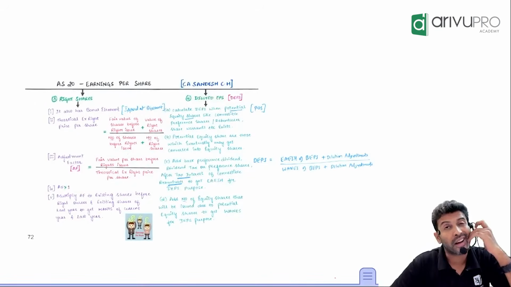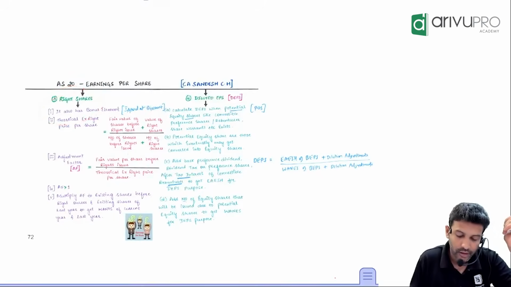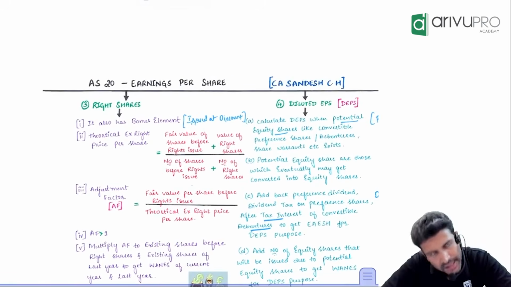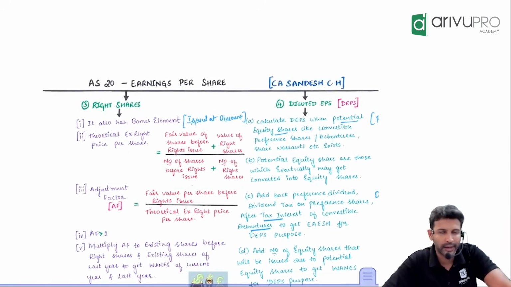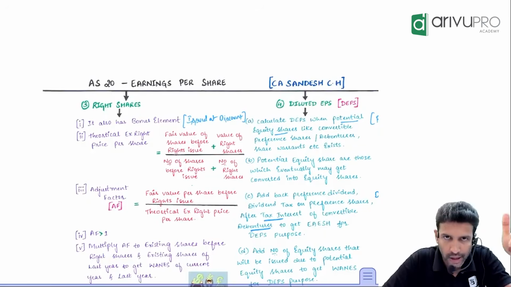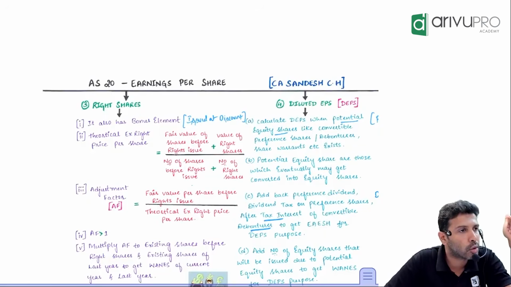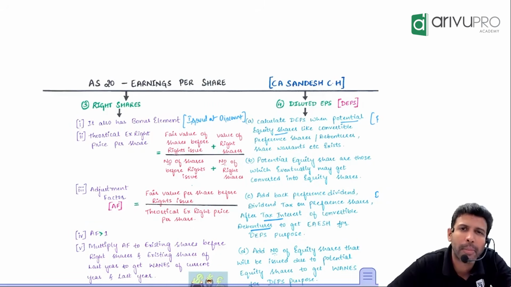Next is something called right shares. Right shares also more or less have the same meaning. Right shares are also additional shares given to existing shareholders, but not for free, but at a discounted price. Compared to the market price, you will issue it at a lower price.